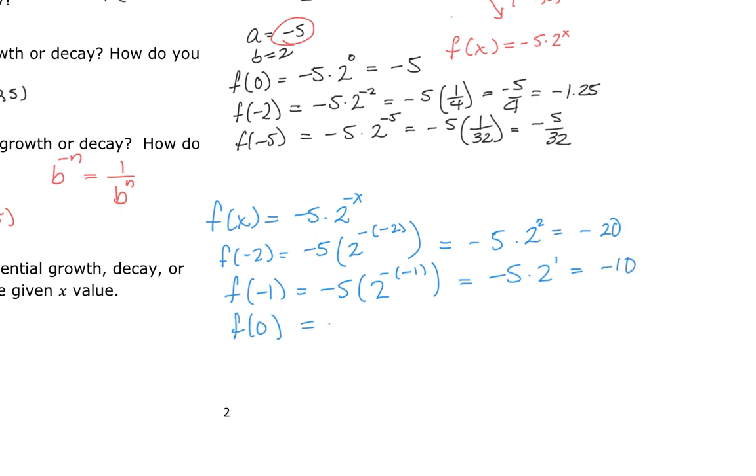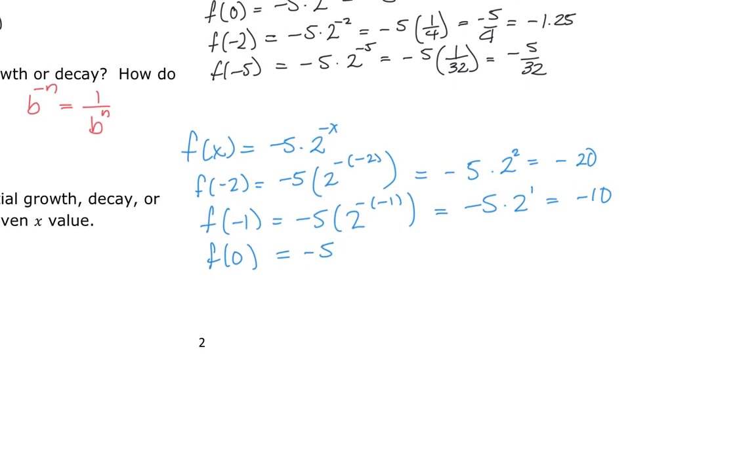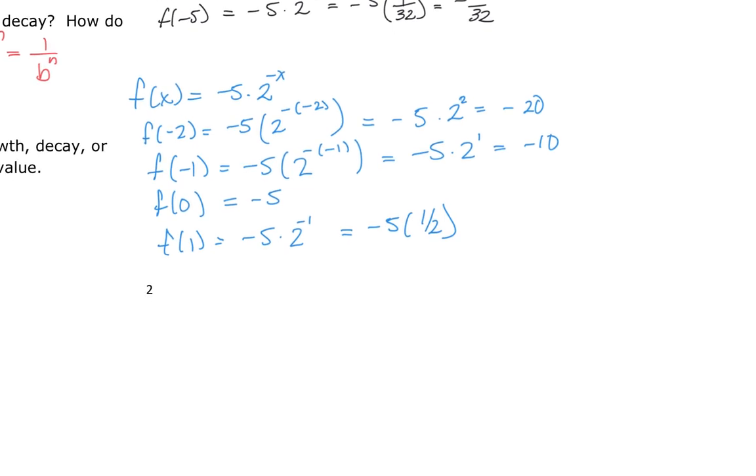What about f of 0? Well, we know that this is just going to be negative 5 because we've been messing with that one for a while. f of 1 is going to be negative 5 multiplied by 2 raised to the negative 1, which is going to be negative 5 multiplied by 1/2. So let's start graphing this. So we still go through the 0, negative 5.